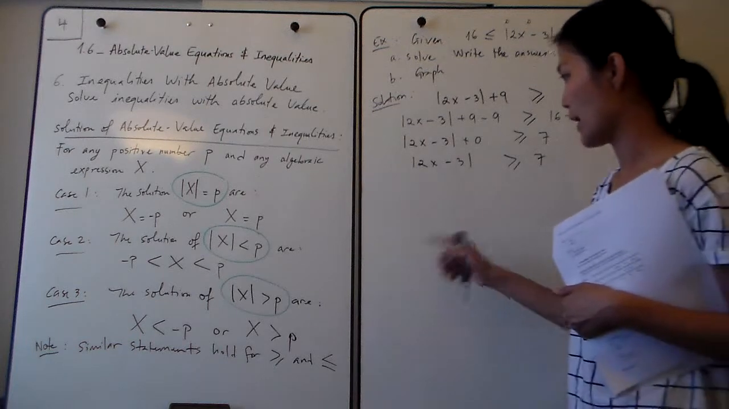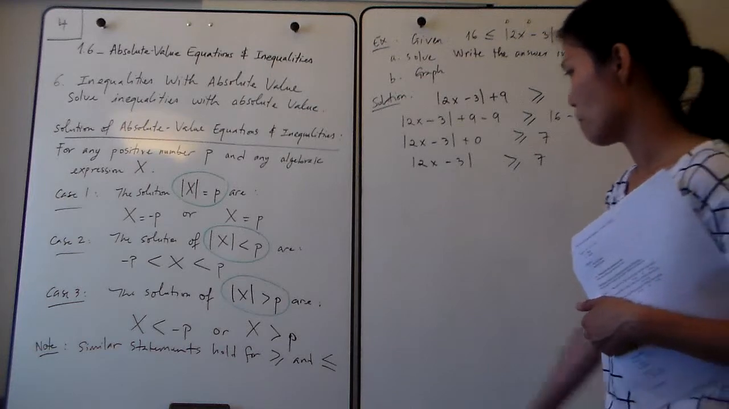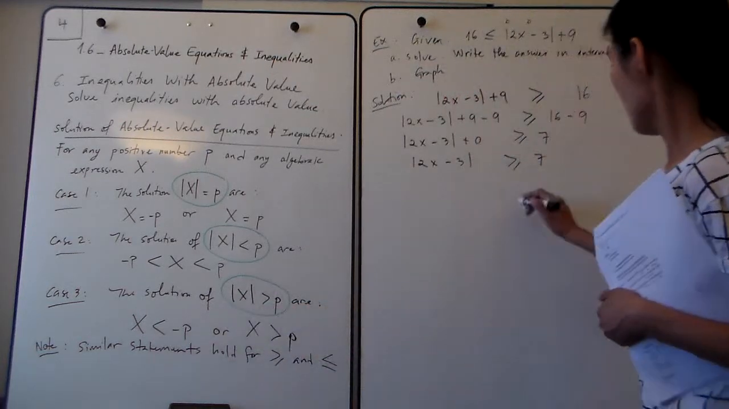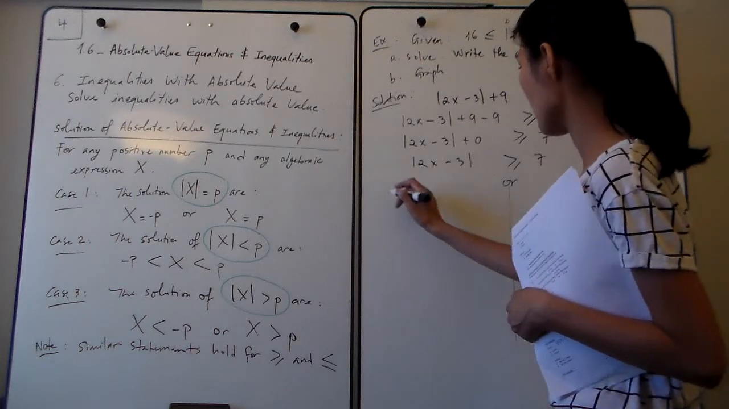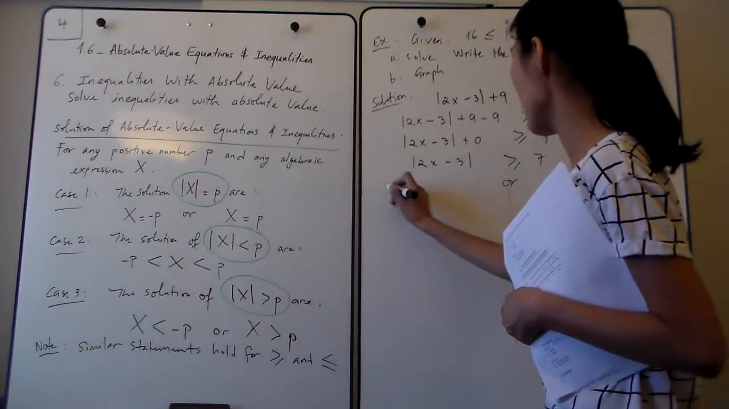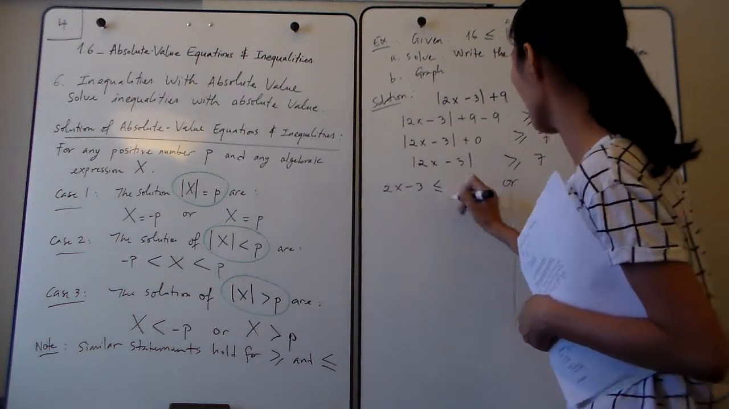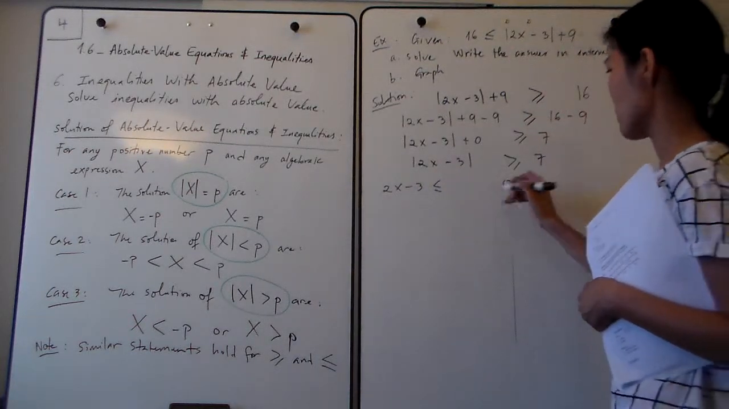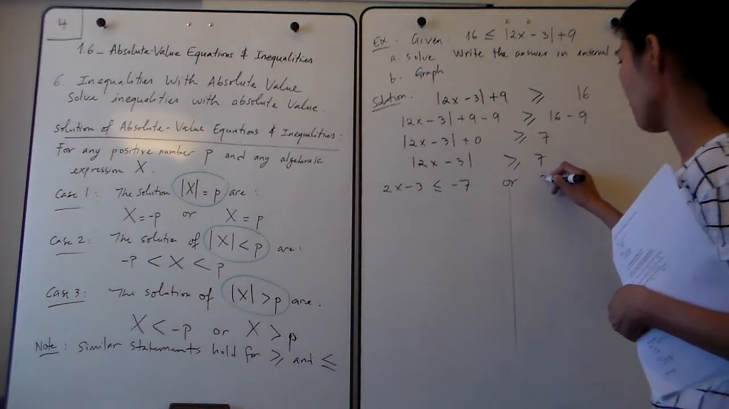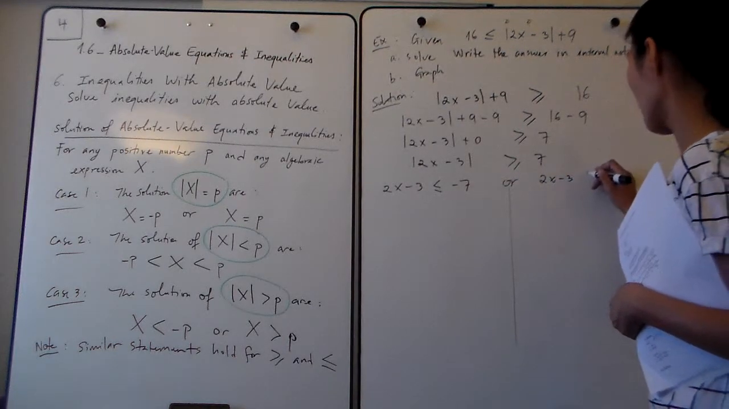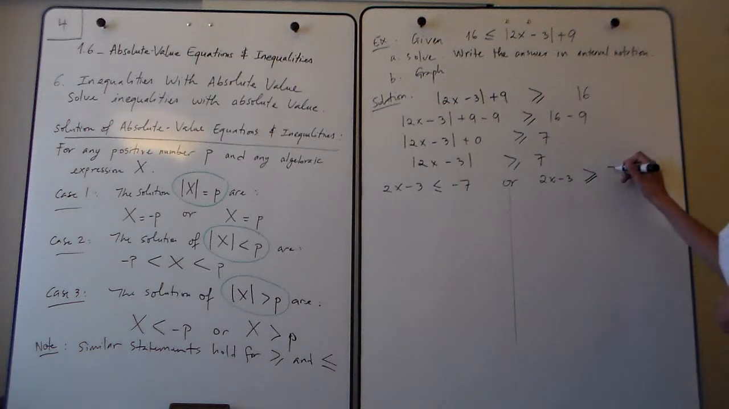So now I can use this rule, absolute value greater than p, which is 7. That means I'm going to solve two inequalities. On the inside, 2x minus 3 less than or equal to minus p, which is negative 7. And the other, 2x minus 3 greater than or equal to p, which is 7.